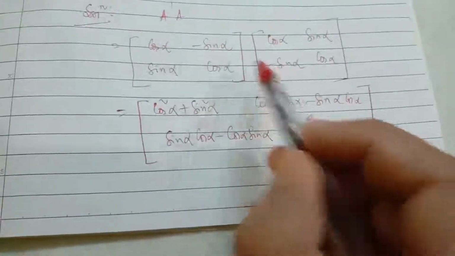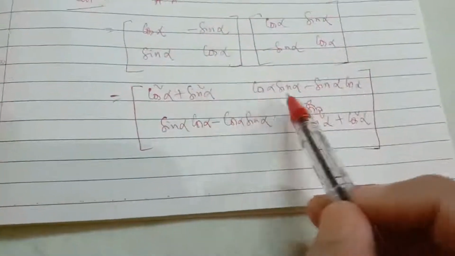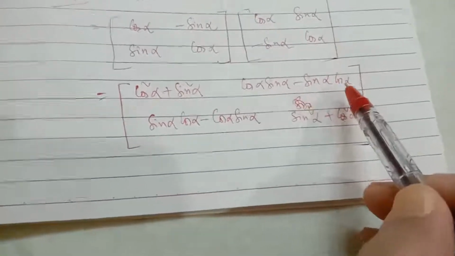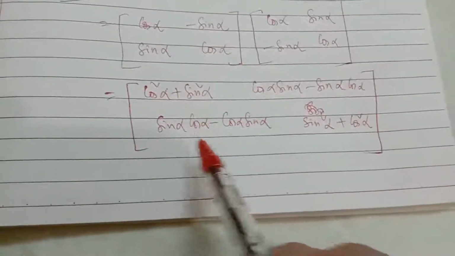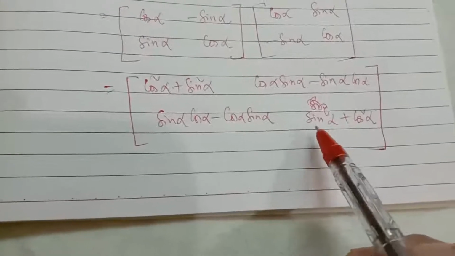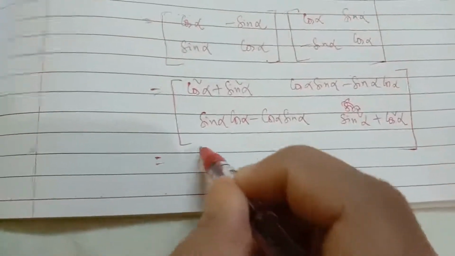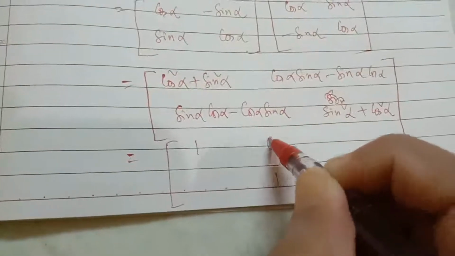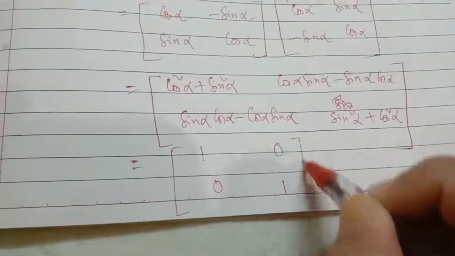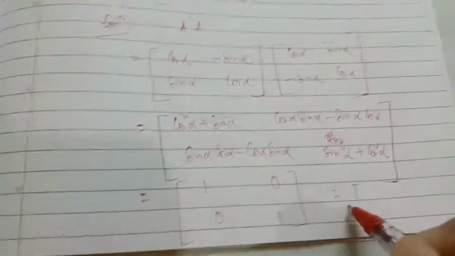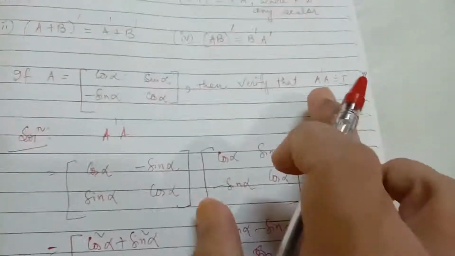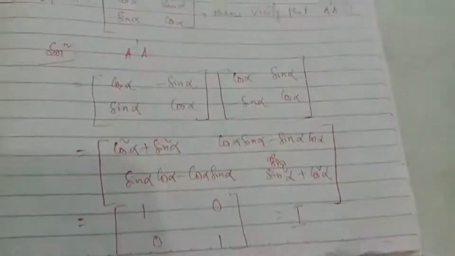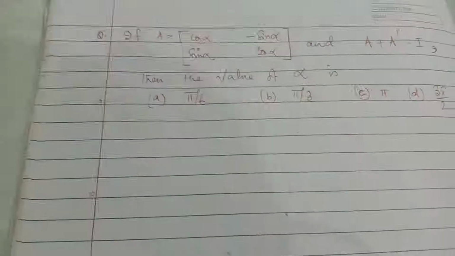Now, if we multiply these two matrices, we will get this matrix: cos square alpha plus sin square alpha, first row into first column, next first row into second column. We will get cos alpha sin alpha minus sin alpha cos alpha, sin alpha cos alpha minus cos alpha sin alpha, and sin square plus cos square. We know sin square alpha plus cos square alpha is 1. This will be 1, this will be 1, these two will be 0, 0, which is the identity matrix. So we have proved A dash into A is equal to the identity matrix.